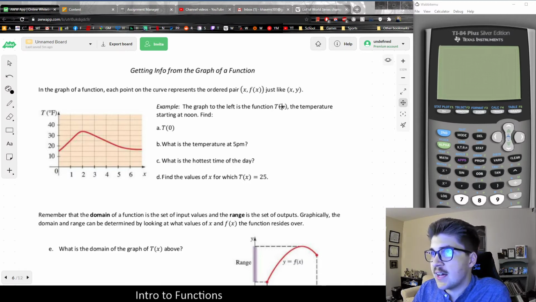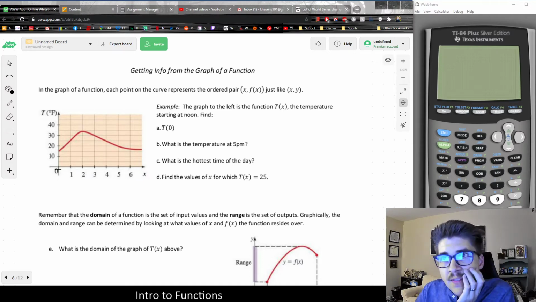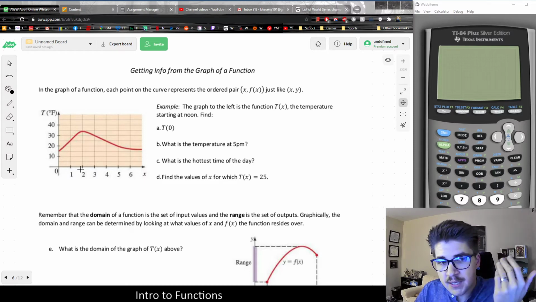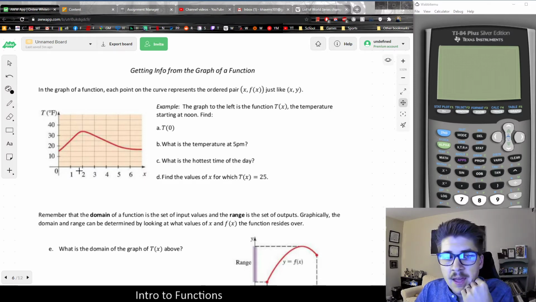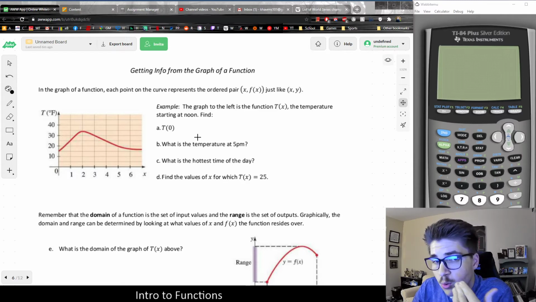So since T of x is based on the temperature, where x is a time starting at noon, what we could assume is that on the x-axis, 0 is going to correspond to noon. So 1 would be 1 p.m., 2 would be 2 p.m., and so on. But sometimes the values on the x-axis might not necessarily be their numeric components. Sometimes they might correspond to something else, and that would need to be information that you'd be told in the particular example.